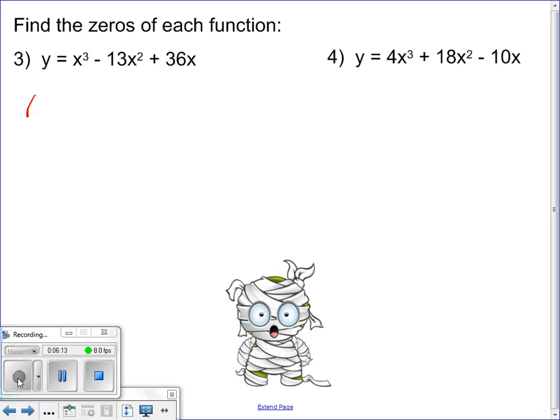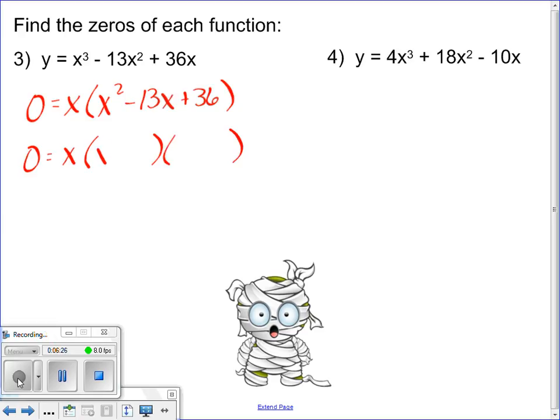All right, so here we go. We're going to set it equal to 0. I can take out an x. Did we factor it from there? Very nice. Good factoring. So then x equals.